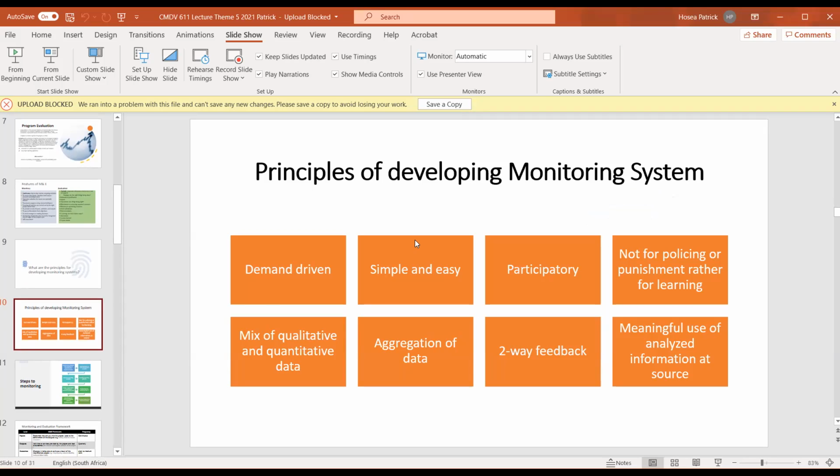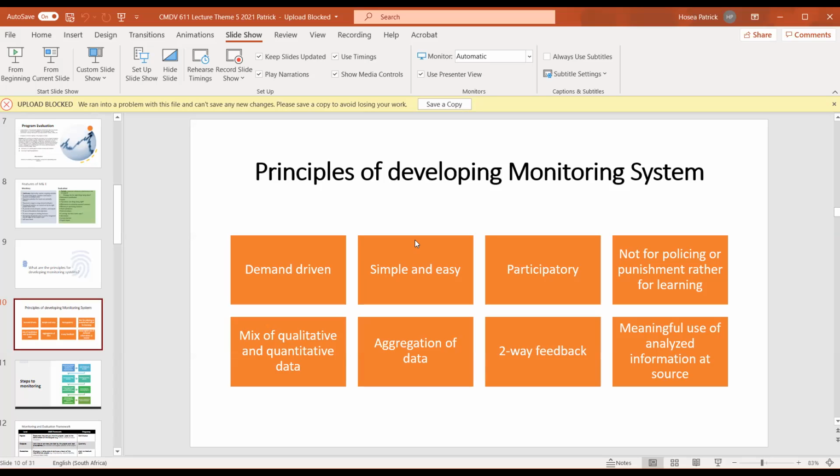These are some of the things which you must be familiar with when developing a monitoring system. We said, one, it must be demand-driven. It must be simple and easy. It must be participatory, not for policing or punishment, but rather for learning. It must be a mixed method, a mix of quantitative and qualitative data, aggregation of data, two-way feedback, meaningful use of analyzed information at source. What do we mean by all these things as the principles of a project monitoring system?